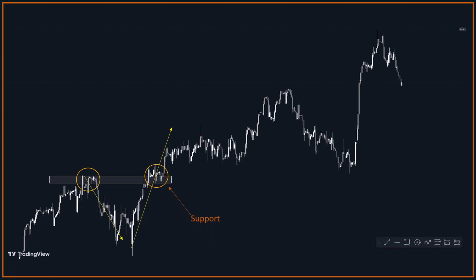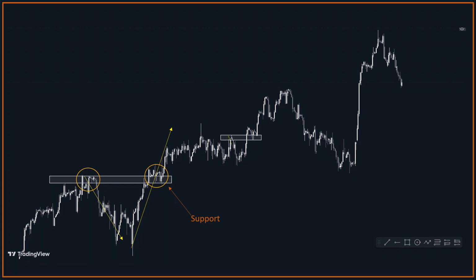So, what do we have here? Multiple rejections? Check. Acted as both support and resistance? Double check. Recently respected? Oh yeah. With all conditions met, we found our first major level of structure. This zone is highly valuable and worth keeping an eye on.